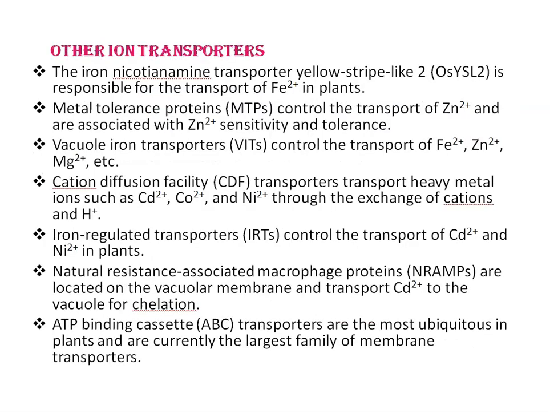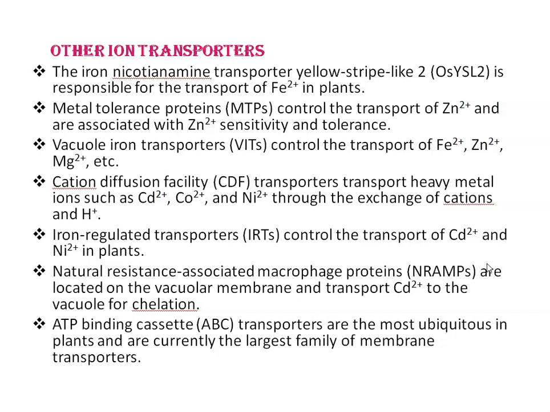Other ion transporters. The iron nicotine amine transporter, yellow stripe like 2, OSYSL2, is responsible for transport of iron, right? Metal tolerance proteins, MTPs, control the transport of zinc ion and are associated with zinc sensitivity and tolerance. Vacuolar ion transporters, VITs, control the transport of iron, zinc, and magnesium ions.